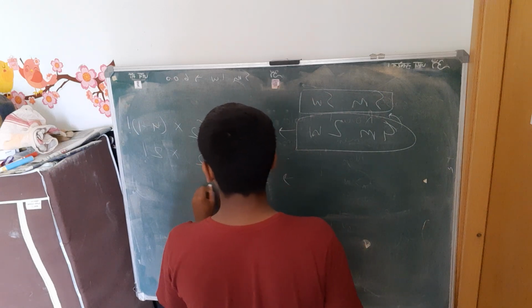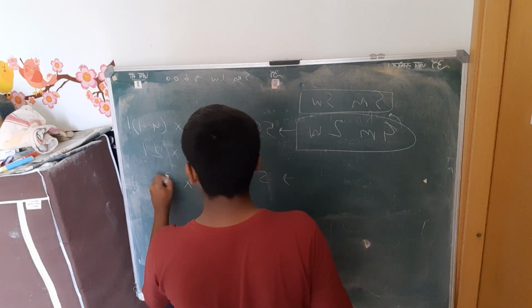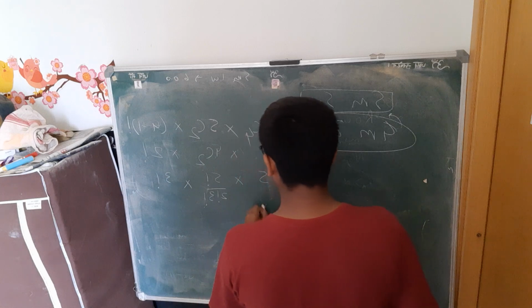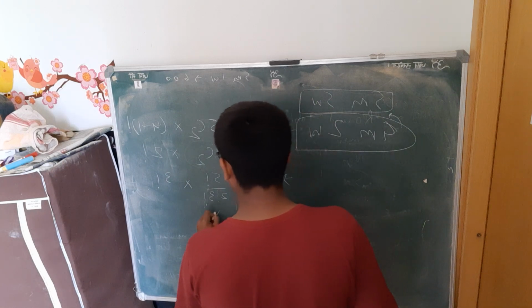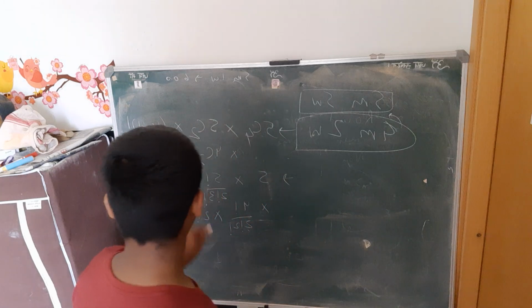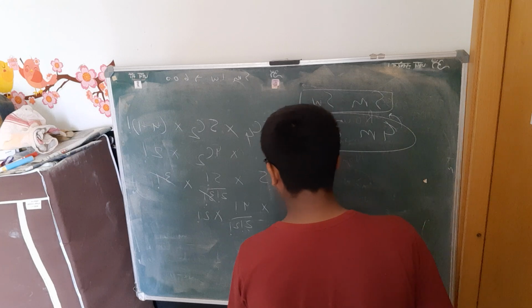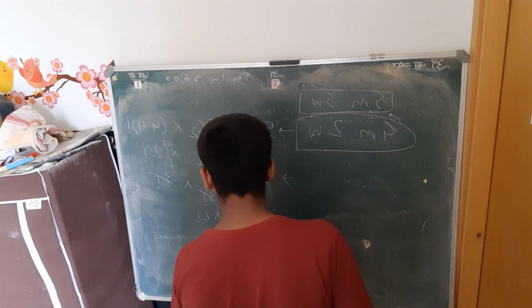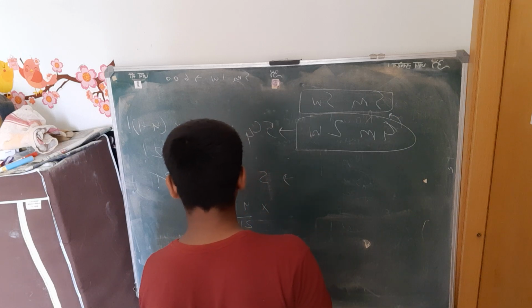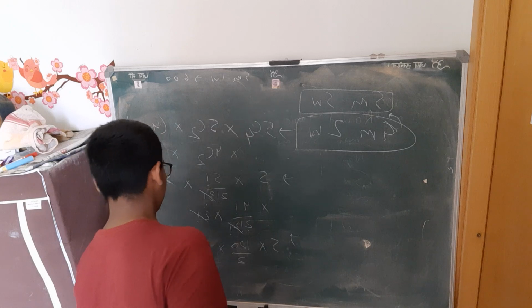5C2 will be 5 factorial by 2 factorial, 3 factorial. Then again multiply with 3 factorial. 4C2 will be 4 factorial by 2 factorial, 2 factorial. Again into 2 factorial. You can see you can actually cancel, right? So then you're getting 5 into 5 factorial, which is of course 120, divided by 2. Again this can also be cancelled. 4 factorial is also 24 by 2.